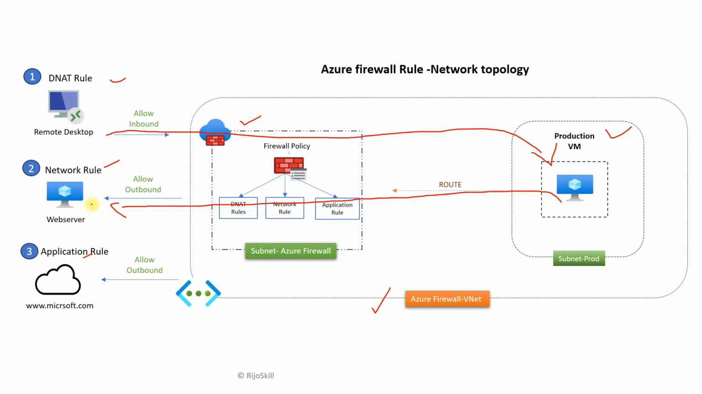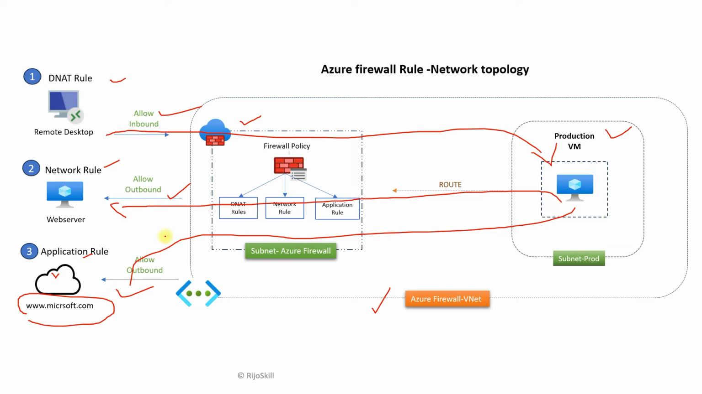I just make one demo web server. Then I need to connect to it through the production VM. For the application rule, I plan to give the production VM access to a fully qualified website name, like www.microsoft.com. So the production VM can get access to www.microsoft.com through the application rule. So I plan to allow one inbound rule and two outbound rules.